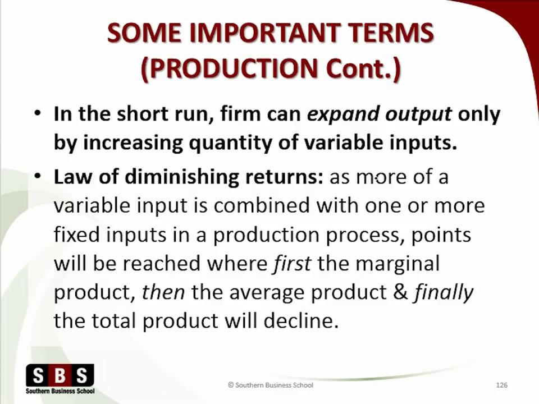Just understand that part. What's important on this slide is to know what the law of diminishing returns is. You need to define that. So, the law of diminishing returns, just to read it: as more of a variable input is combined with one or more fixed inputs in a production process, the point will be reached where first the marginal product, then the average product, and finally the total product will decline. So this could be a definition for 3 or 4 points. Just make sure that you can do that.